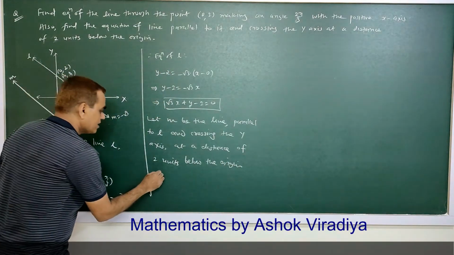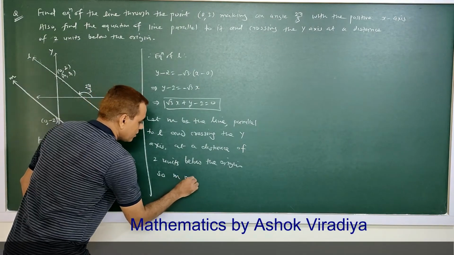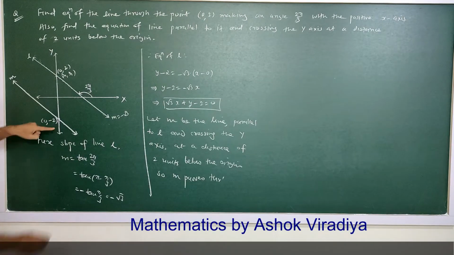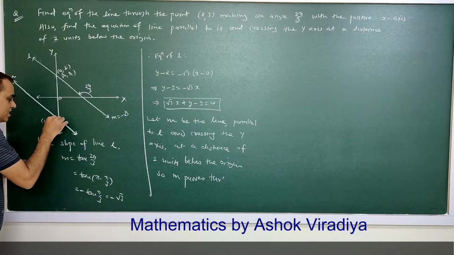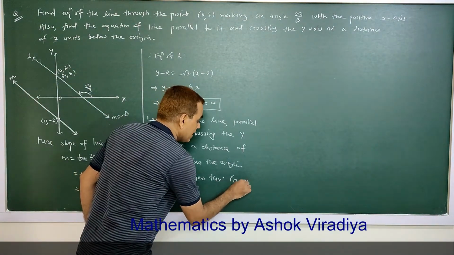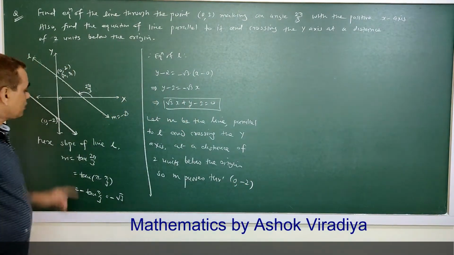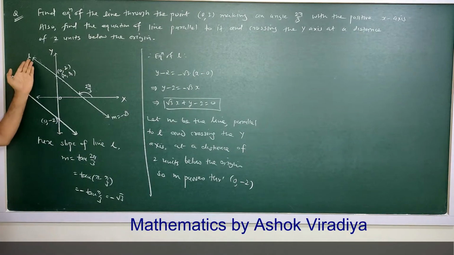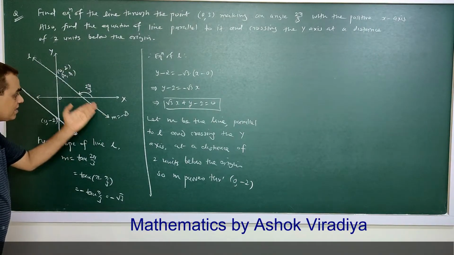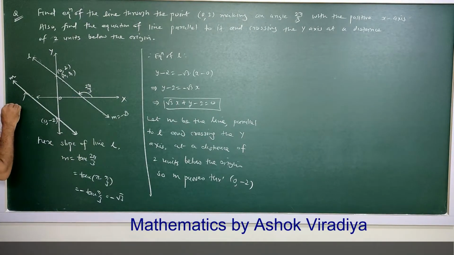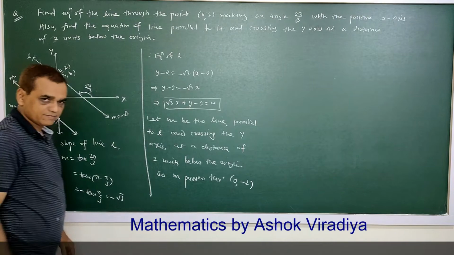So M passes through below the origin at 2 units distance. That means it passes through 0, minus 2. So 0, minus 2, a point now we know on this line. Now what is the slope of this line? Because it is parallel to L, their slopes are equal. So the slope of this line will also be the same, minus root 3.